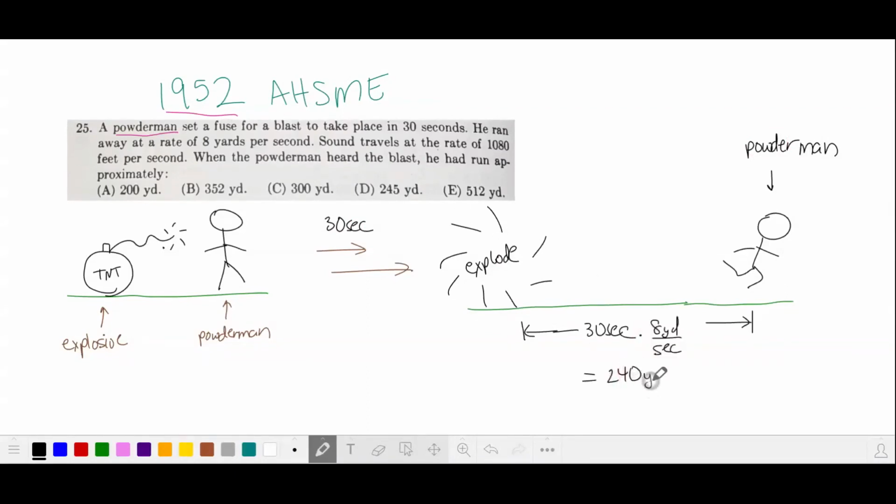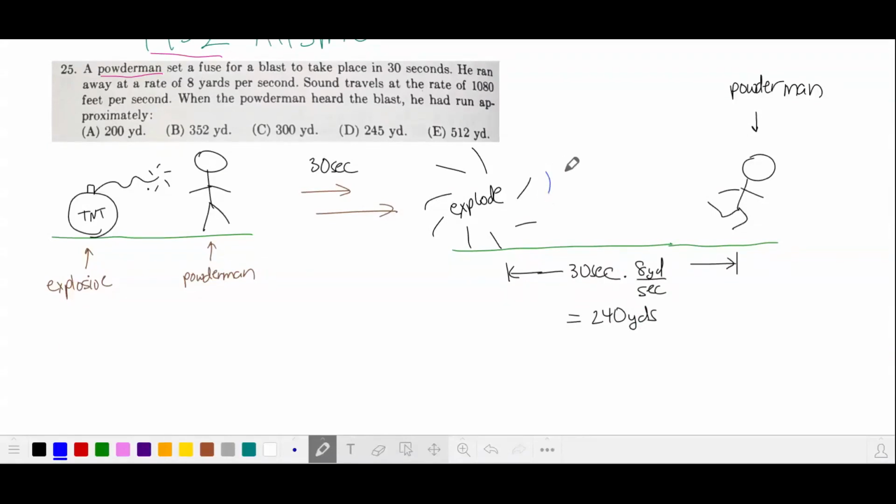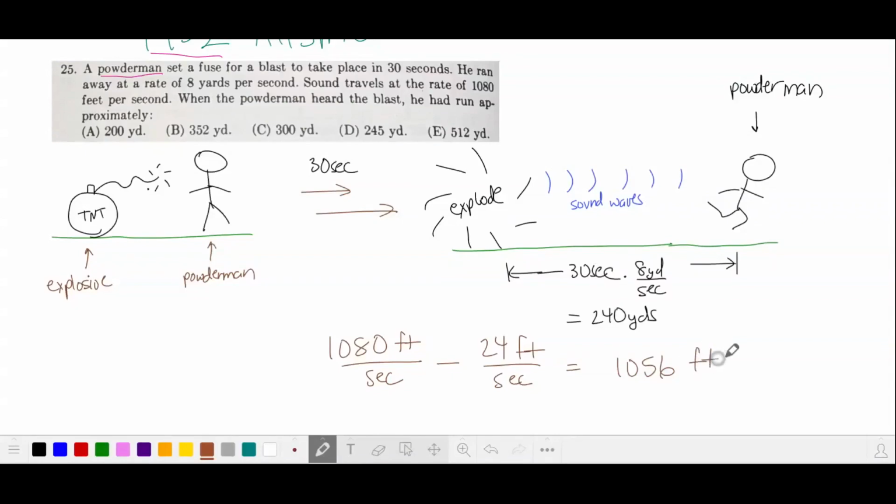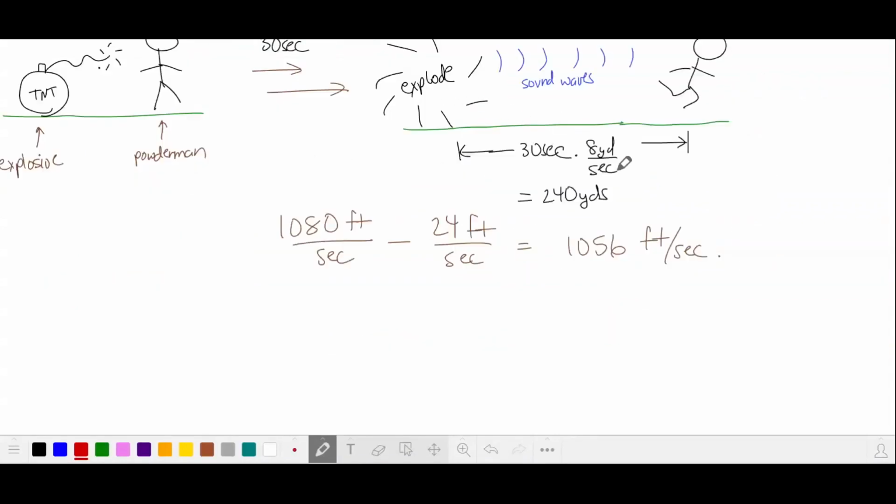This is 240 yards. The explosion causes these sound waves now that are going to pursue the powder man. The sound waves travel at 1,080 feet per second. The man is traveling at 8 yards per second, or 24 feet per second. So every second, the sound waves gain on the powder man by 1,056 feet per second. 30 seconds after the explosion, the man has traveled 720 feet. We'll divide this by 1,056 feet per second, and it takes 15 over 22 seconds for the sound wave to catch up with the man.